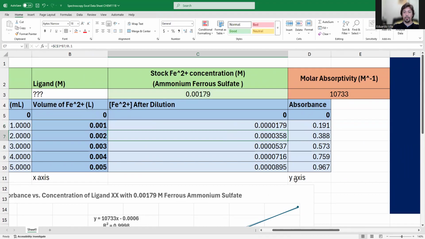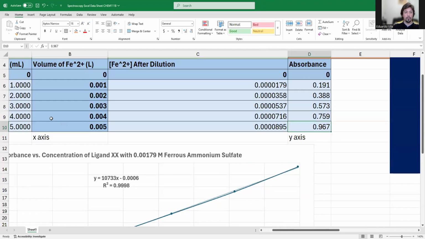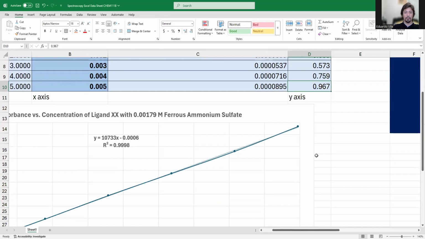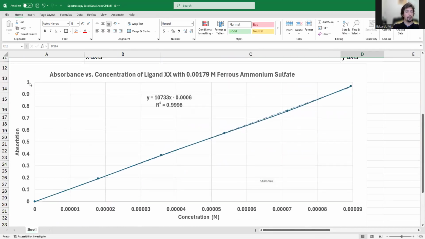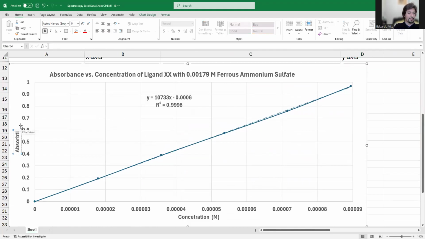And of course, here the y-axis is absorbance, starting with 0 all the way to 0.9. And so you go from 1 to 5 milliliters, and then you do your calculations. You get a chart where your absorbance values are on your y-axis. Make sure that this is absorbance.